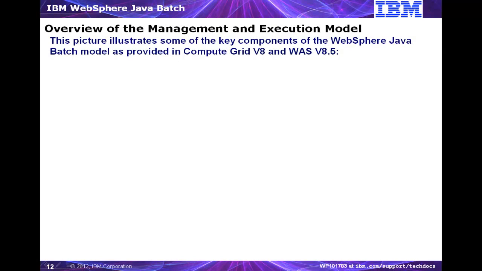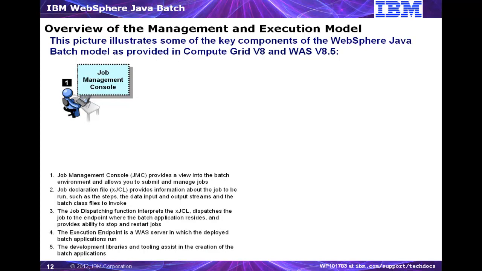On this chart, we will show a bit more detail on the overall architecture of the dispatching and execution model of WebSphere Java Batch. The Job Management Console is a browser-based interface to the dispatching function. It is through the Job Management Console that you submit, monitor, and view job output. The browser interface is one such interface. The dispatching function has several, including command line, web services, and remote method invocation.